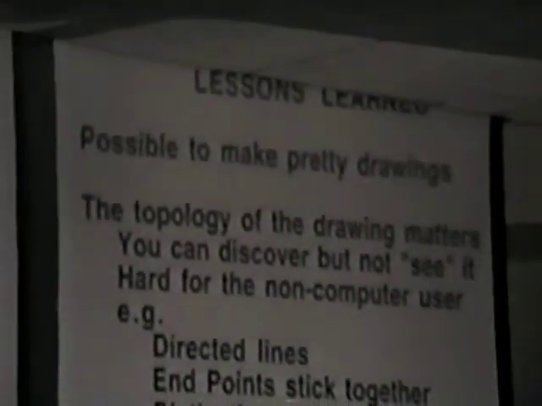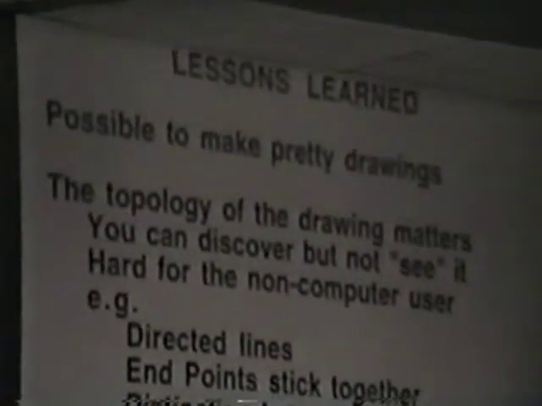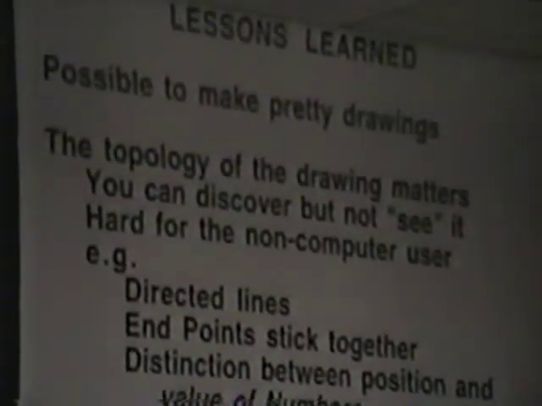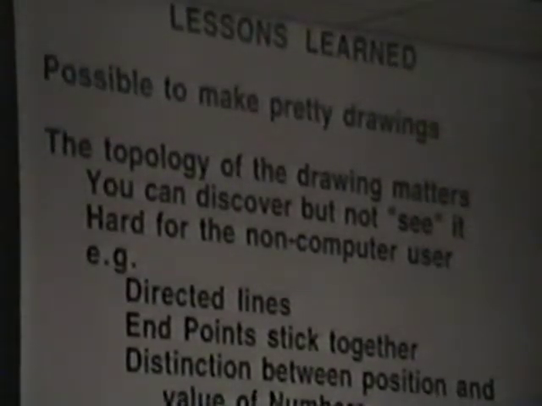Well, you could make pretty drawings. The lines were straight, the circles were quite circular, and I found that rather satisfying. There was a problem in introducing users to this system, and the problem was that the topology of the drawing matters. You notice that when I drew 3 lines that were connected at a common point and then moved that point, all 3 of the lines moved. And the constraints that you put on the drawing were there, and the drawing would behave in different ways depending on what constraints you'd put on it.